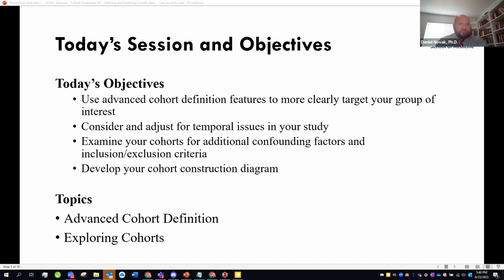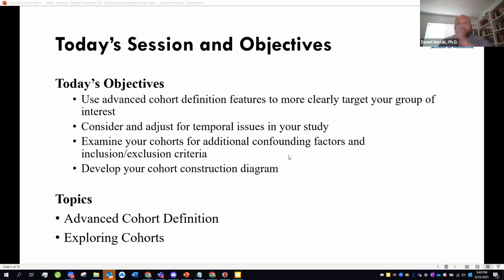We are going to then look at examining your cohorts for confounding factors and inclusion-exclusion criteria, those that you may know about to start with, but those that you might have to explore using the Cohort Explorer, which is appropriately named. And we're going to help you develop your cohort construction diagram, which we have a template for on our website, and I will show you all of that information pronto.